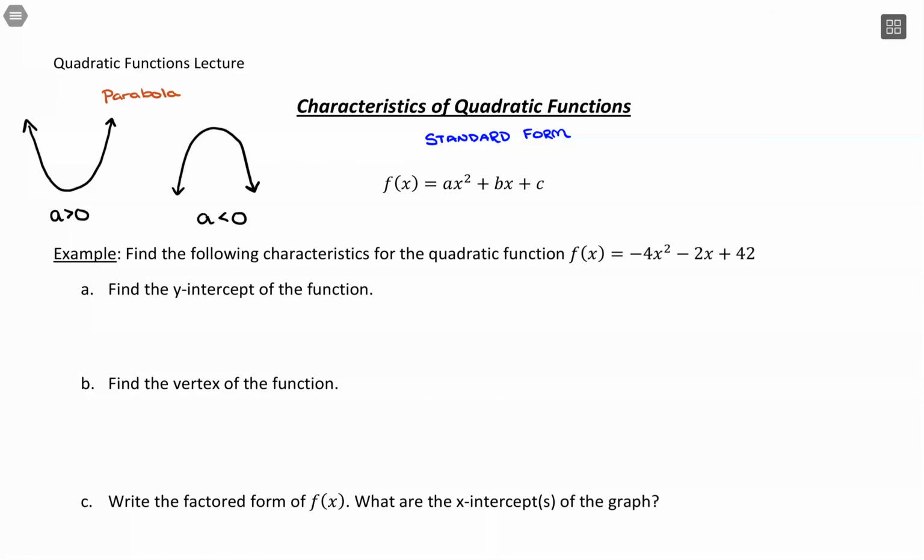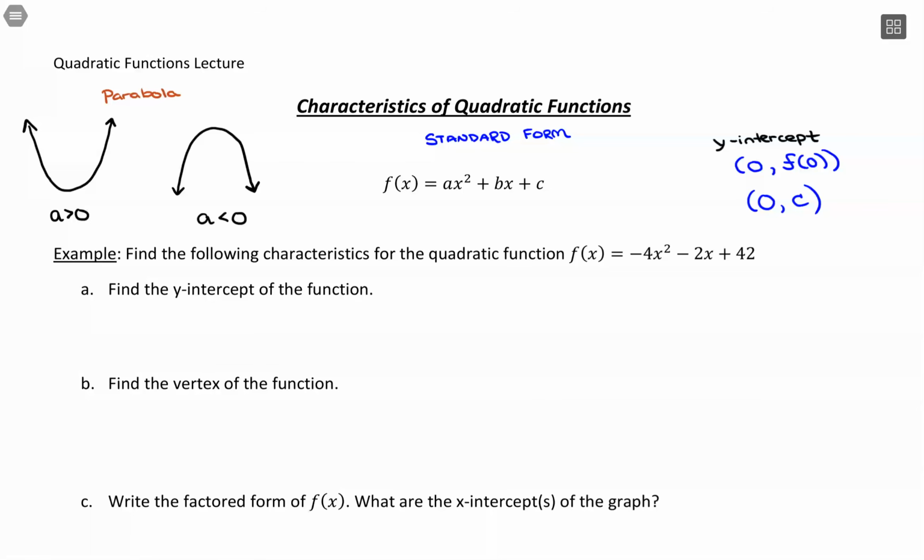Another piece of information that we get from the standard form is the y-intercept. The y-intercept comes through as the value for c. To find a y-intercept, we plug in 0 for x, and then we look for what f of 0 is. In this form, if we plug in 0 for x, then those first two terms just cancel out, and all we're left with is our constant. So in the standard form, the y-intercept is always going to be 0, and then whatever c is.